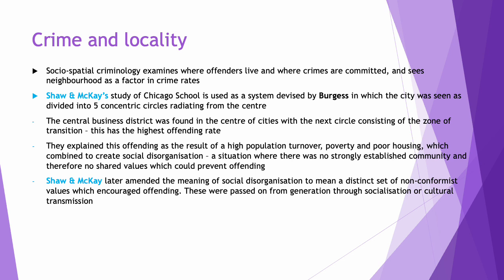They explained this offending as a result of a high population turnover, poverty and poor housing, which combined to create social disorganisation, a situation where there was no strongly established community and therefore no shared values which could prevent offending. Shaw and McKay later amended the meaning of social disorganisation to mean a distinct set of non-conformist values, which encouraged offending. These were passed on from generation to generation through socialisation or cultural transmission.